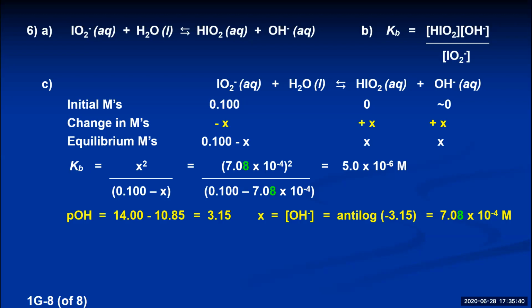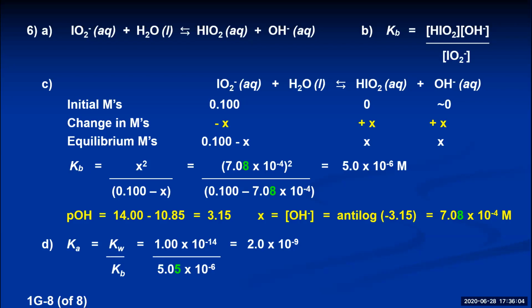D, calculate the acid ionization constant for HIO2. It wasn't listed in handout 3. You have to calculate it from the data here. And if you know the Kb of its conjugate base, IO2 minus, you can calculate the Ka of the acid HIO2. It comes from Ka times Kb equals Kw. So if we go Kw divided by the Kb value for the iodite ion, we're going to calculate the Ka for iodous acid, which comes out to be 2.0 times 10 to the minus 9th.